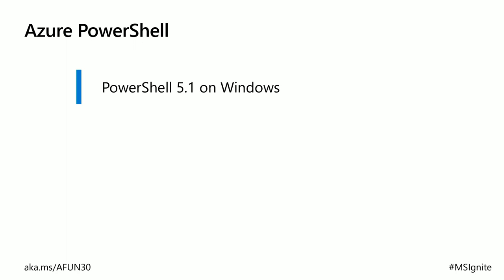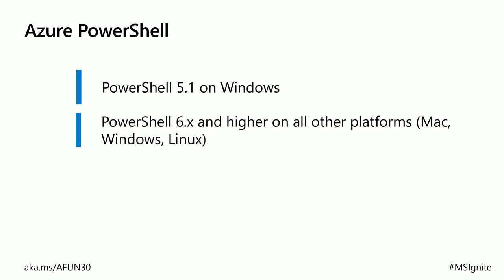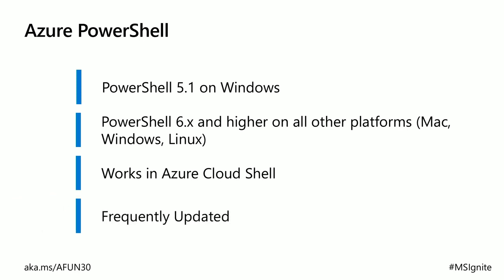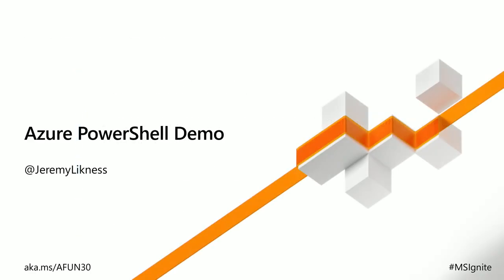And PowerShell 5.1 is a Windows-specific version that supports the Azure module, so you can interact with Azure resources from that. There's also the newer PowerShell Core that's multi-platform. It runs on Linux, on Mac, and on Windows. It's also supported the same way from that version of PowerShell. It works inside Azure Cloud Shell. One of the advantages to using Azure Cloud Shell for your PowerShell experience is that it's frequently updated, so you don't have to manage those updates. You're getting pretty much close to the latest version just by using Azure Cloud Shell.